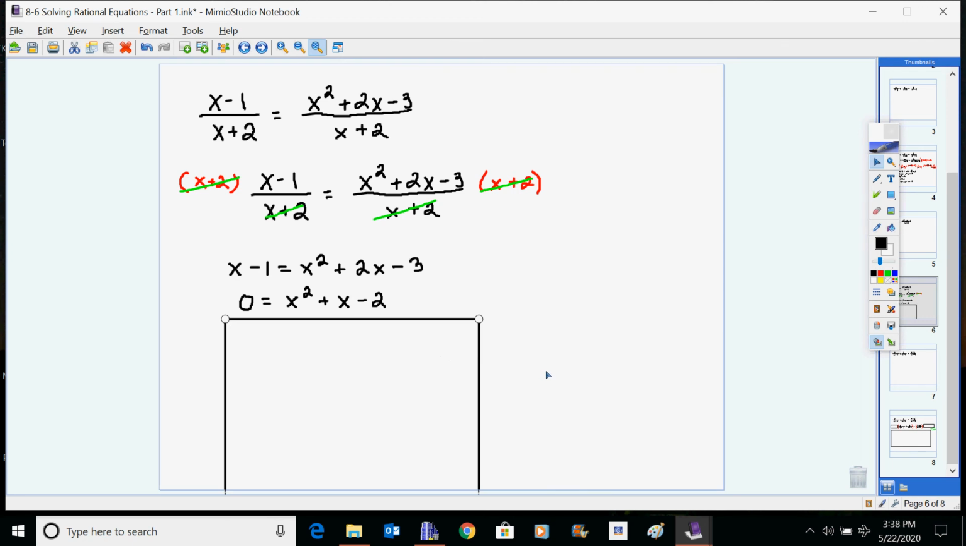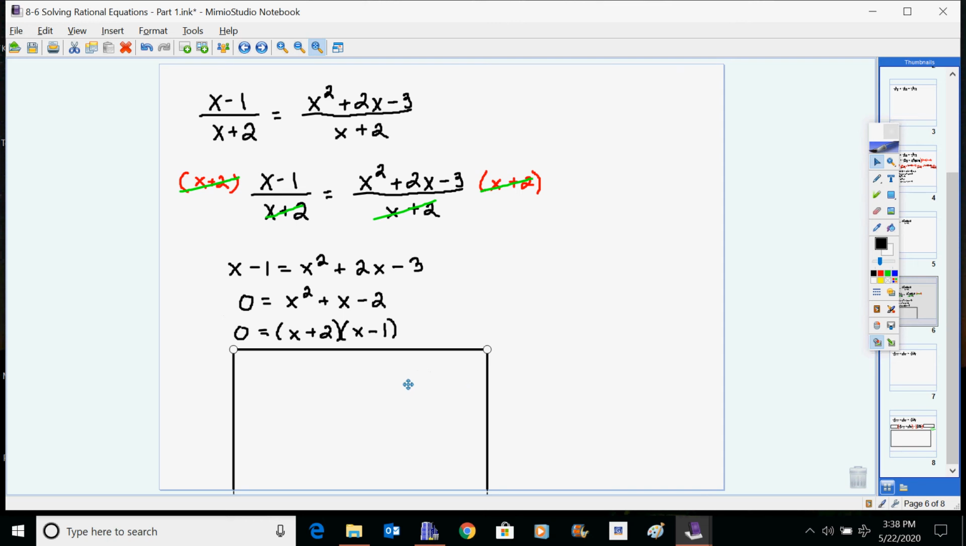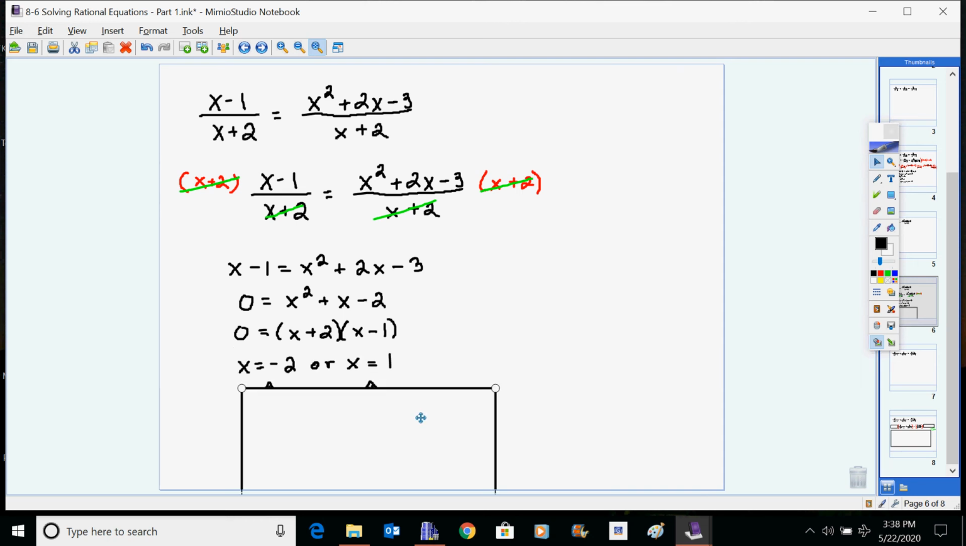Always check to see if it will factor easily. This one, 2 and 1, yeah, that'll work because positive 2 and negative 1. So your two possible answers are x is negative 2 or x equals 1.